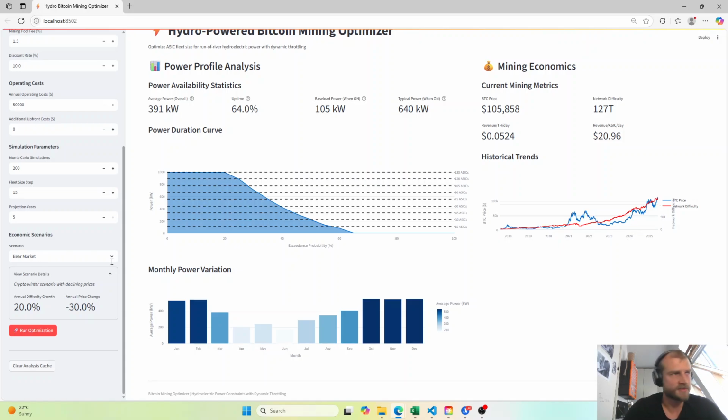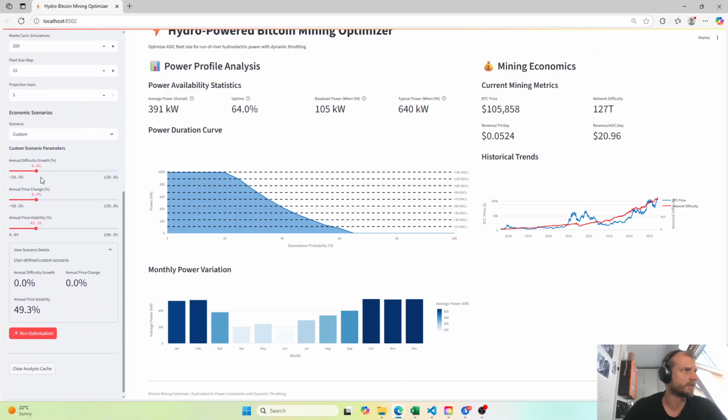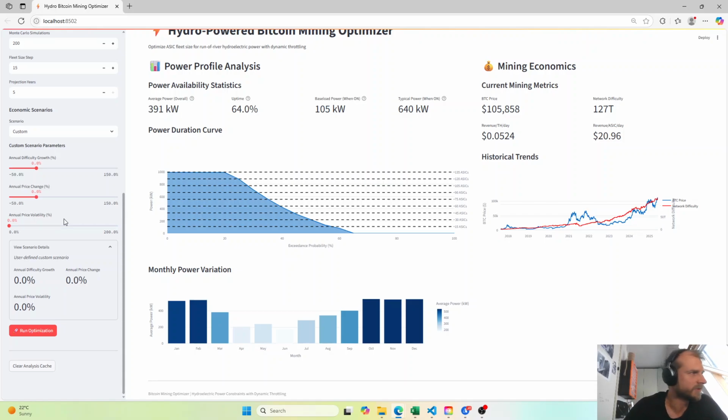And the last part is the economic scenario, where you can choose between bear, base, and bull market, or you can just set a custom one. Let's do it very theoretical. Let's imagine Bitcoin is not going to grow in price and the difficulty growth stays at 0, so it will stay the same over the next 5 years. Very theoretical situation. Annual volatility here is calculated based on the previous year, in this case 49. We can also just say there's no volatility involved.